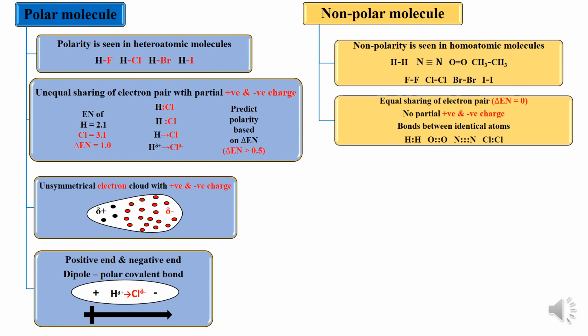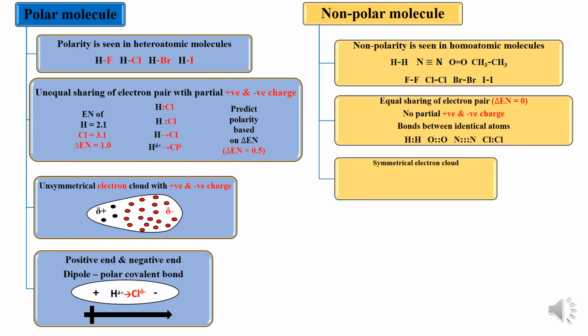Since the atoms are the same, which are held together by covalent bond, electronegativity will be the same, and therefore the electronegativity difference between the similar atoms will be 0. And therefore there will be no partial positive and negative charge. In case of homoatomic molecules, like hydrogen, oxygen, nitrogen and chlorine molecule, you find bonds between identical atoms.